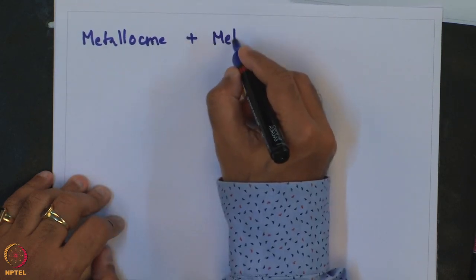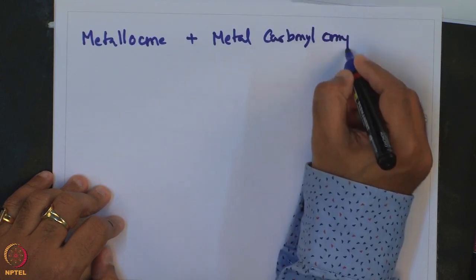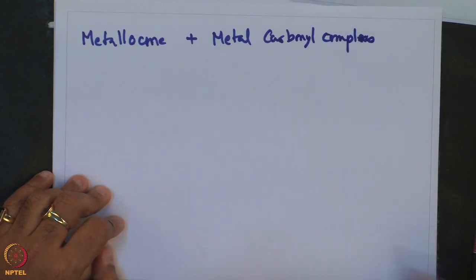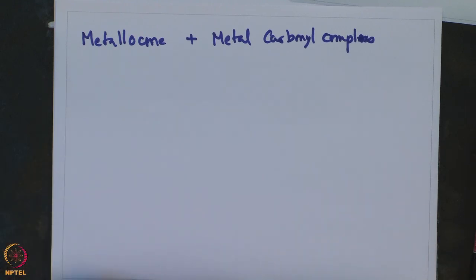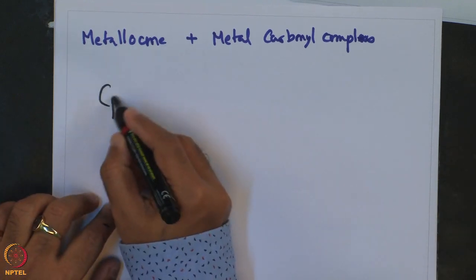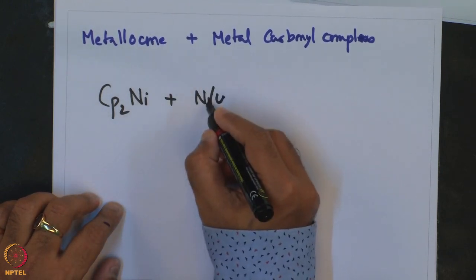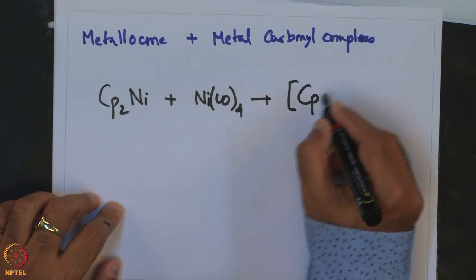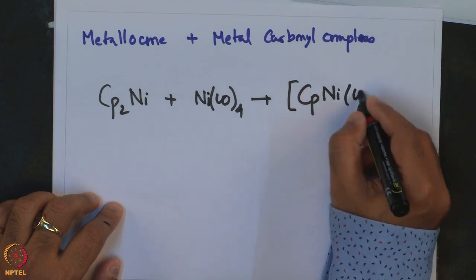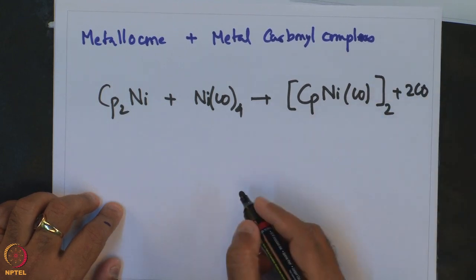plus metal carbonyl complexes, and the reaction is between nickelocene plus nickel tetracarbonyl compound giving Cp nickel carbonyl dimer plus 2 CO.